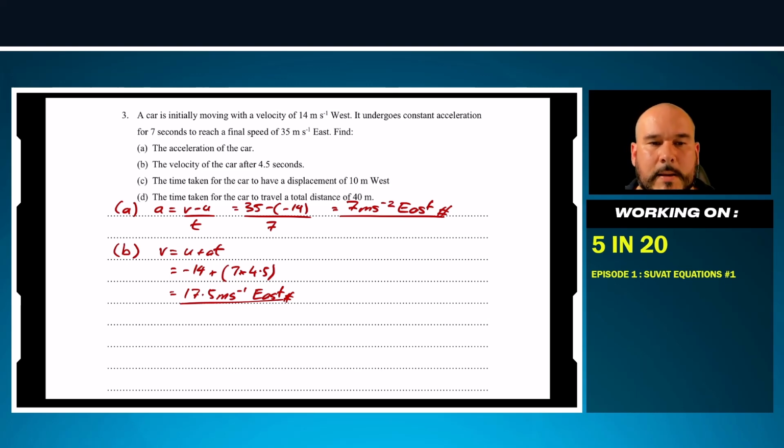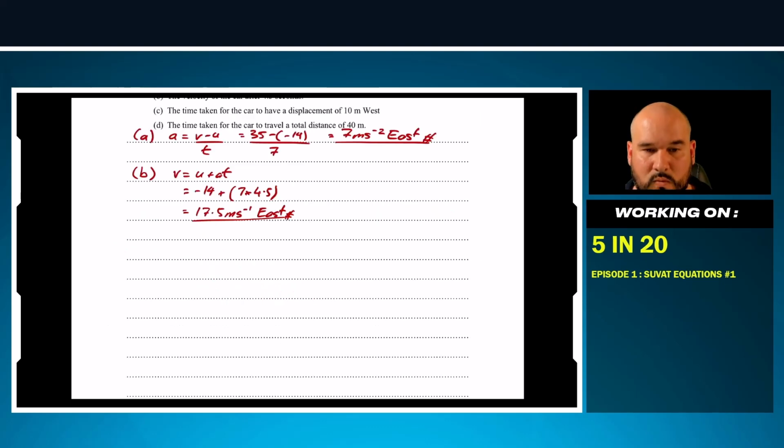All right, part C. The time taken for the car to have a displacement of 10 meters to the west. There's a couple of different ways that you can do this question. One of the ways involves the use of quadratic formula, which again, in my experience, if students are going to stuff up a SUVAT equation, it's when they try and use a quadratic formula. If you're full pro with a quadratic formula, by all means do it, and you can do it pretty quickly. But I want to show you a different way of doing it just to eliminate the need for the quadratic.